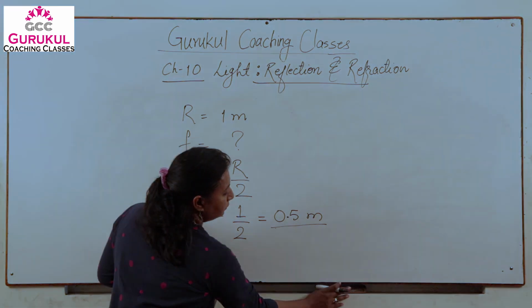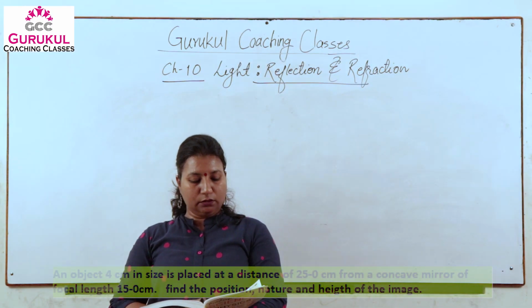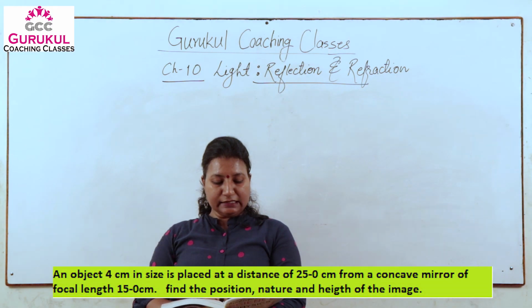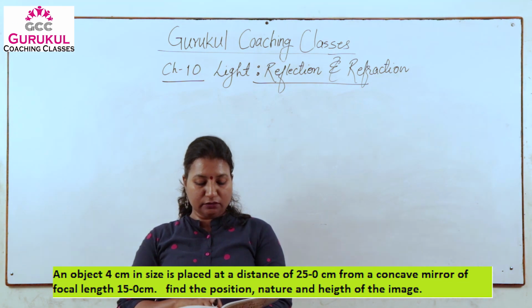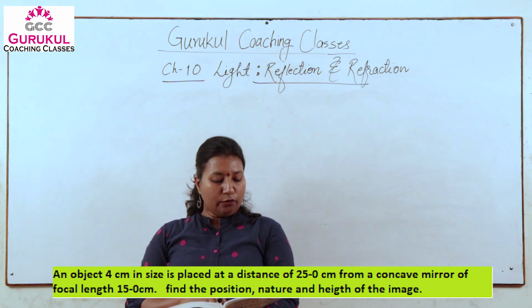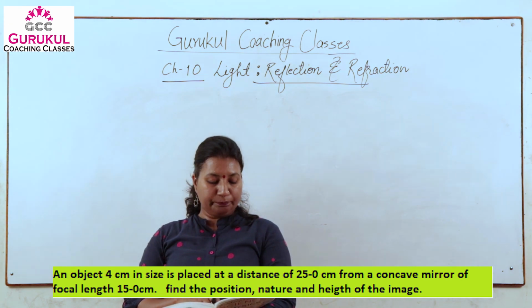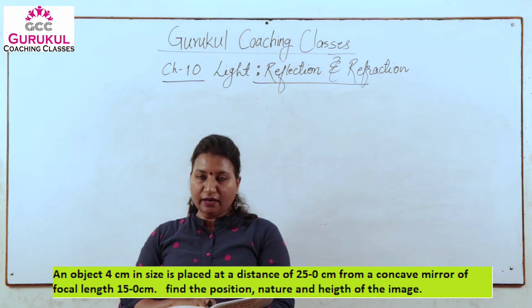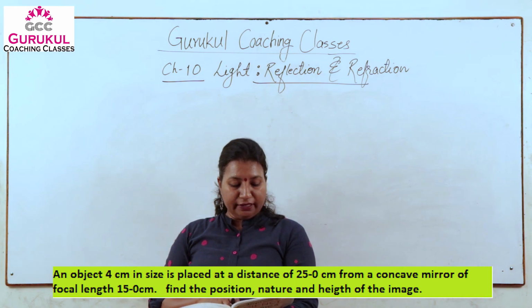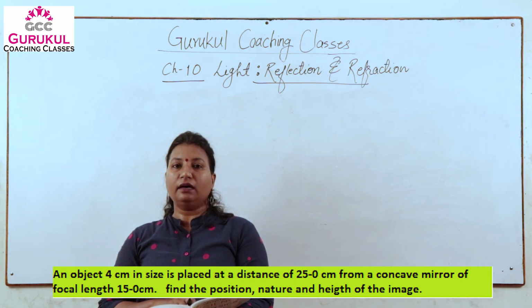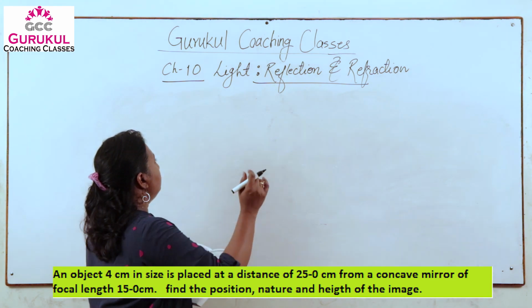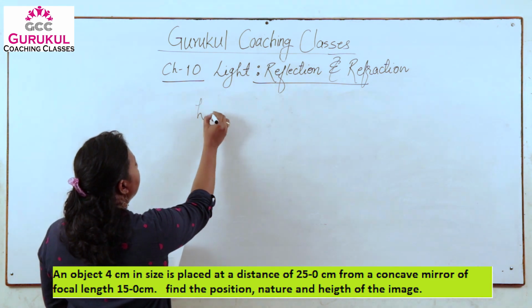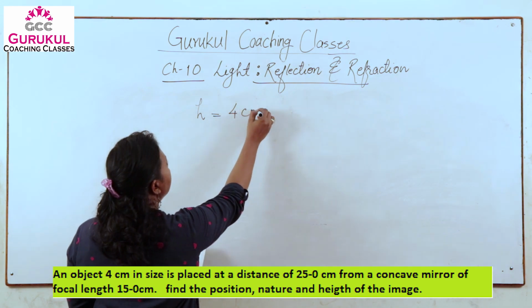Second is: an object 4 cm in size is placed at a distance of 25 cm from a concave mirror of focal length 15 cm. Find the position, nature and height of the image. Here the object size means the height of the object is given, so we will write h is 4 centimeter.